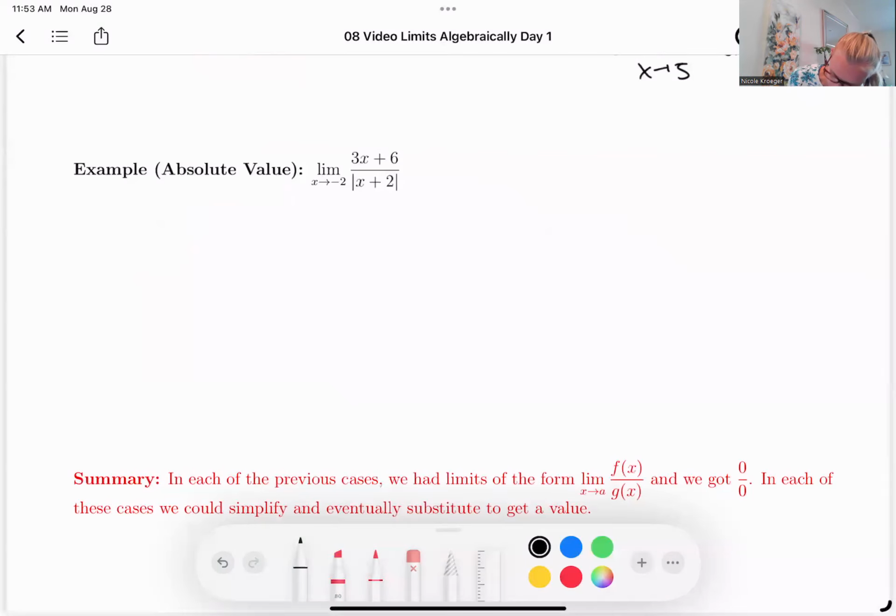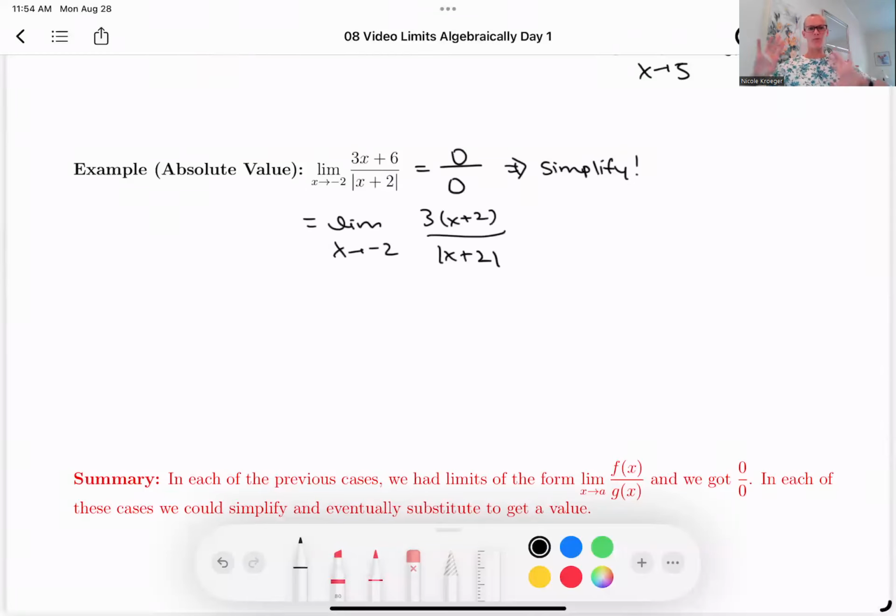So once again, if I plug that -2 in, -2 plus 2 is 0, and we're going to get 0 in the numerator as well. So we're going to have to simplify. You might notice that we can factor a 3 out in the numerator. And you're tempted to cancel the x plus 2's out, but the one has an absolute value and the other doesn't, so we have to figure out how to deal with that.